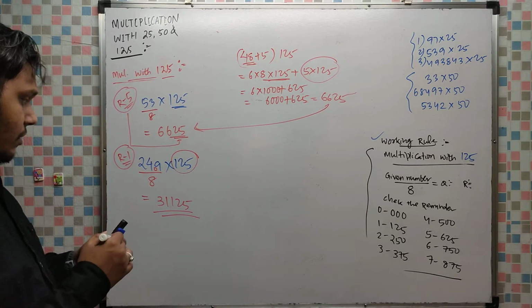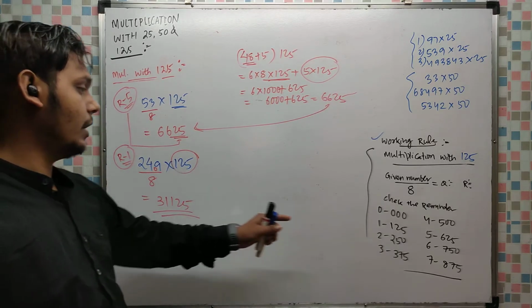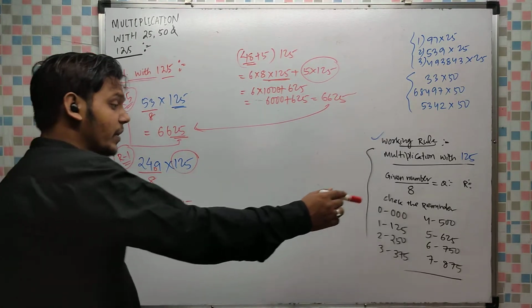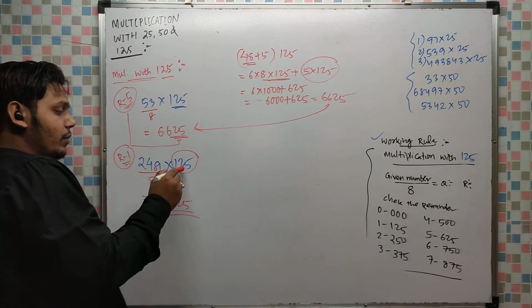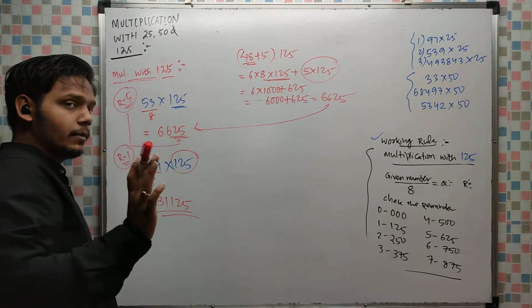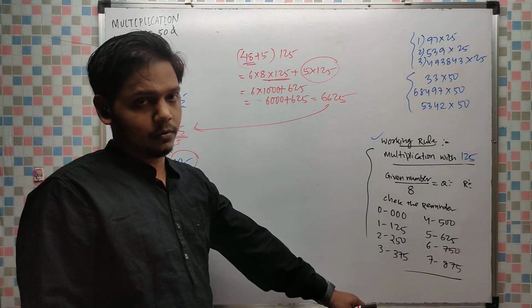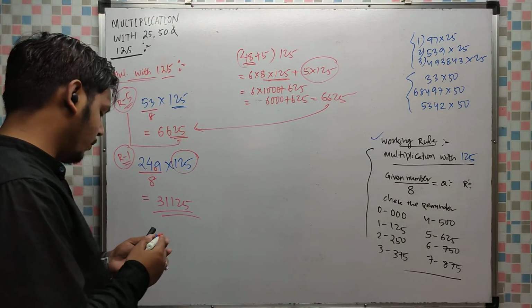So you have to divide the number first by 8, check the remainder and keep it in your mind. Otherwise, if you forget this also, no problem. Multiply 125 and the remainder: 125 into 1 is 125, 125 into 5 is 625. The last 3 digits will be that much. If you forget this value also, you will not face any problem.